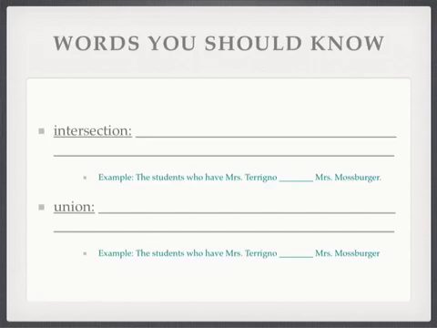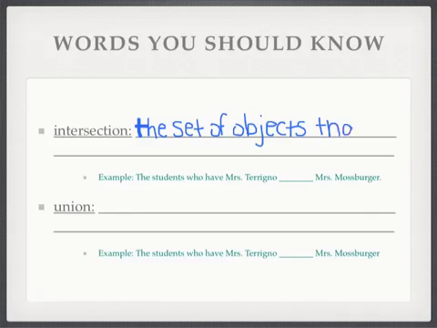So, a couple of words you should know, and maybe you've seen these before. Okay, the intersection, and I'm going to do my best to write neatly. We'll see how I do. I'll write a little bit thicker. Oh, that's way too thick. The intersection is the set of objects that belong to two groups at the same time.